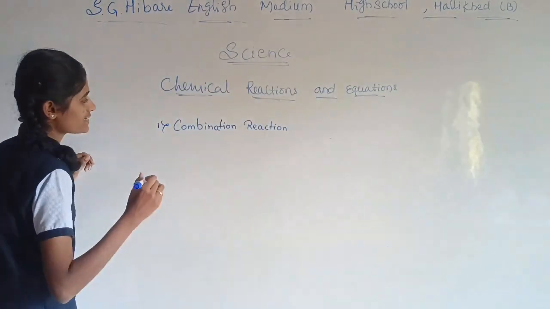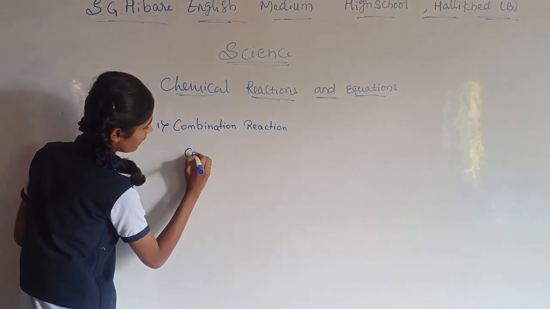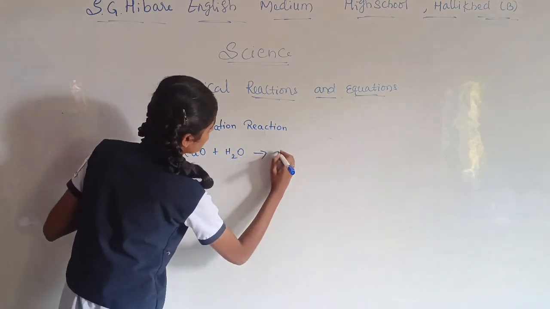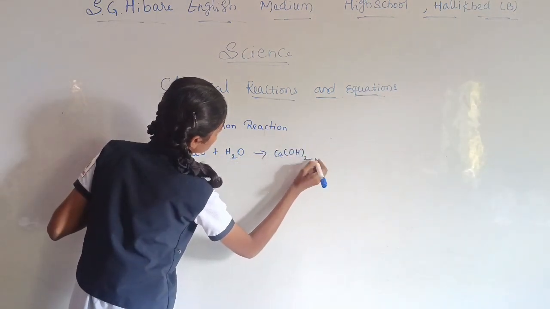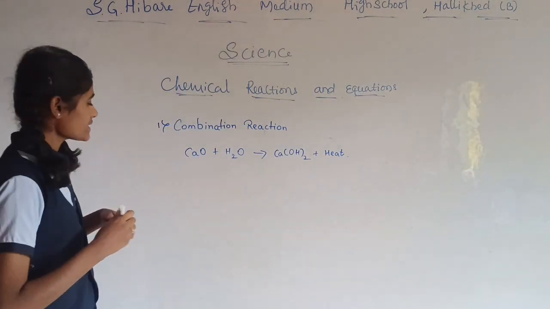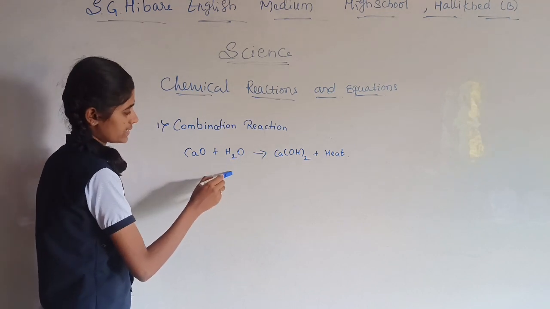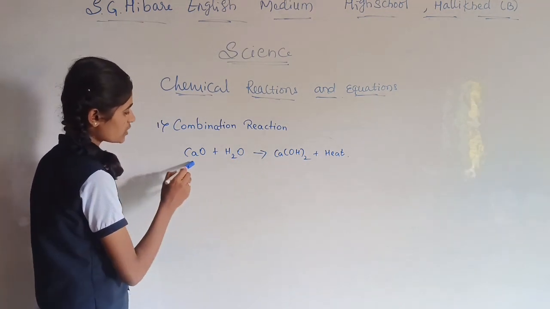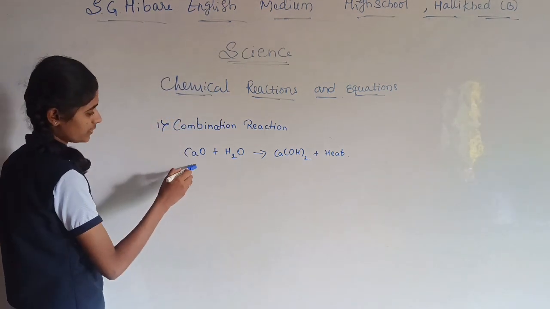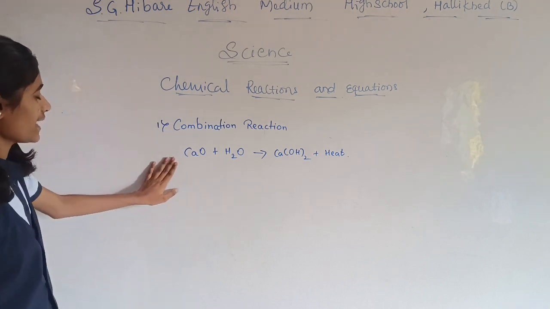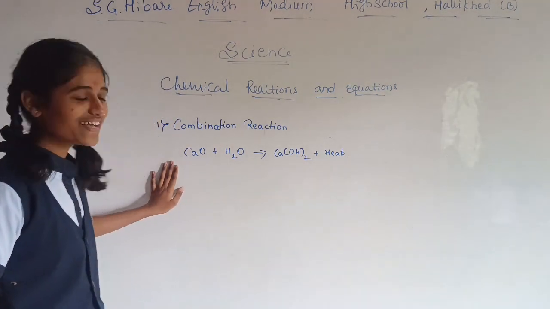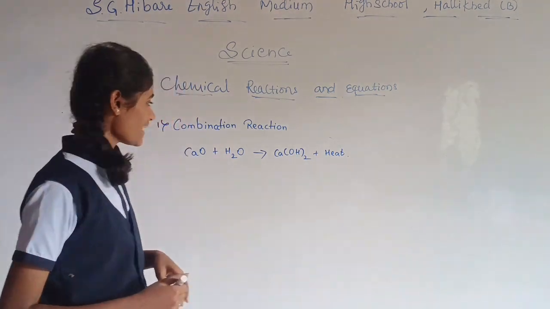So let's understand this by an example. Calcium oxide plus water will give calcium hydroxide plus heat. As I said, when two or more reactants are combined to form a single product, the calcium oxide and water are combined together to form calcium hydroxide. Calcium oxide is also known as quick lime, and calcium hydroxide is also known as slaked lime.